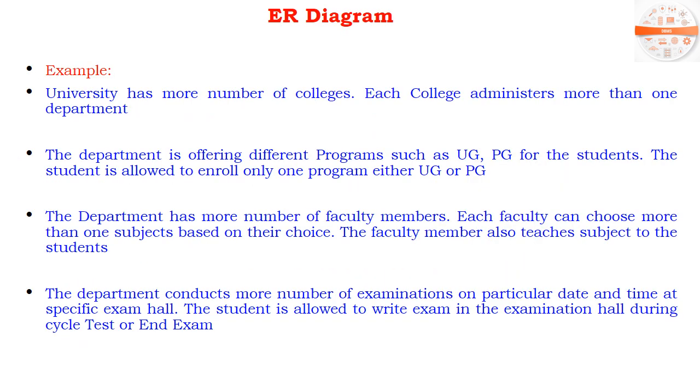So now we are going to practice how to draw the ER diagram. This is one of the scenario cases. For example, the university has more number of colleges. Each college administers more than one department. The department is offering different programs such as UG, PG for the student. The student is allowed to enroll in only one program, either UG or PG.